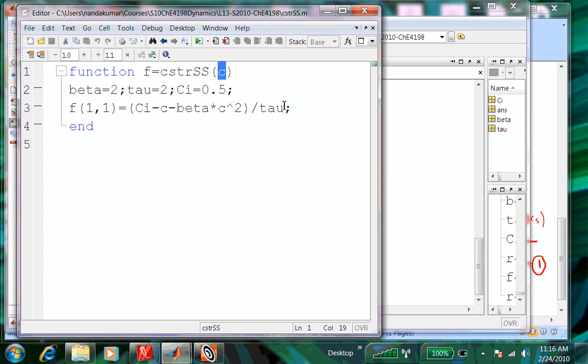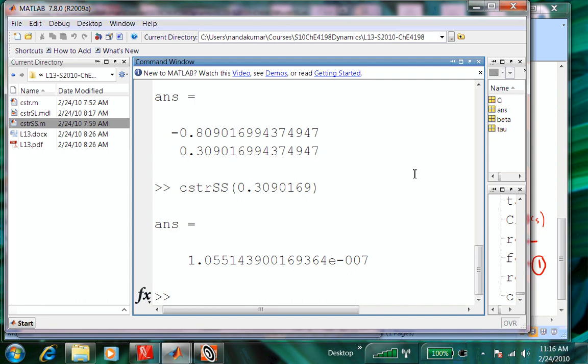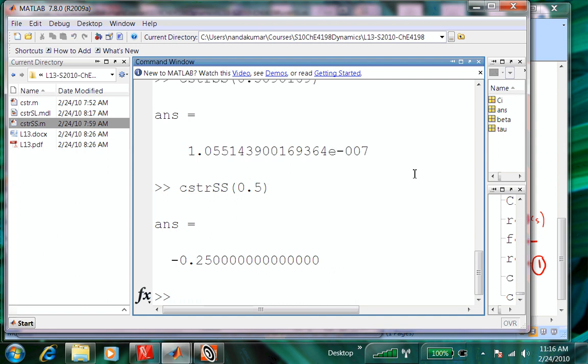Right? So it will give me a number that's close enough to zero, because I put in only 7 significant digits, it's 0 to 7 significant digits. But the real power of this, if I put in any other value, like 0.5, is that it is going to give me a non-zero value. So for C equals 0.5, the function value is minus 0.25.